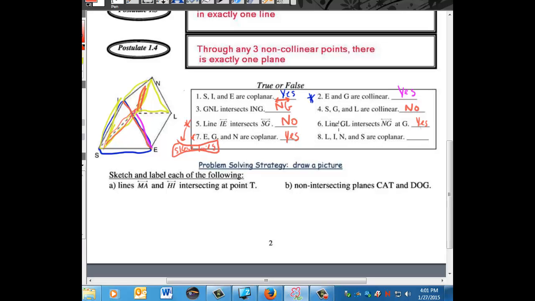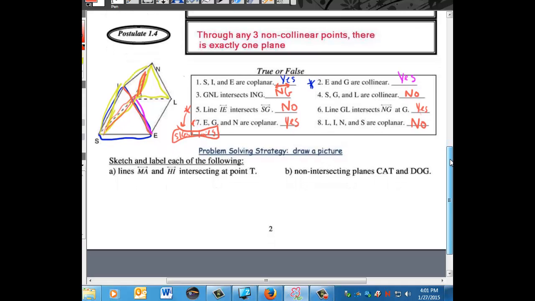And then last, we have L, I, N, S. Are these 4 points coplanar? So L, I, N, so L and N would be here, and I and S. And so those are 2 separate planes. And we don't have any rules about 4 points. It's only 3 non-collinear points. So these points are in 2 separate planes. We're going to say no. These are not coplanar.